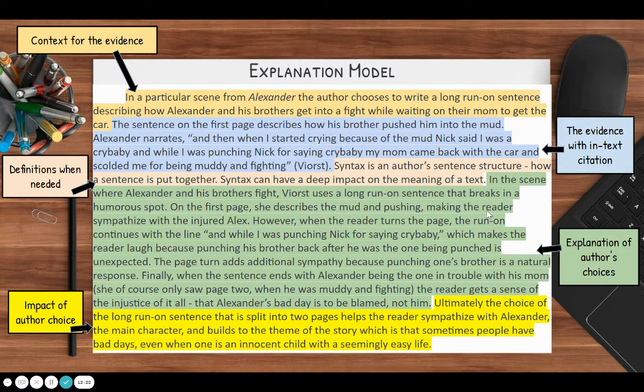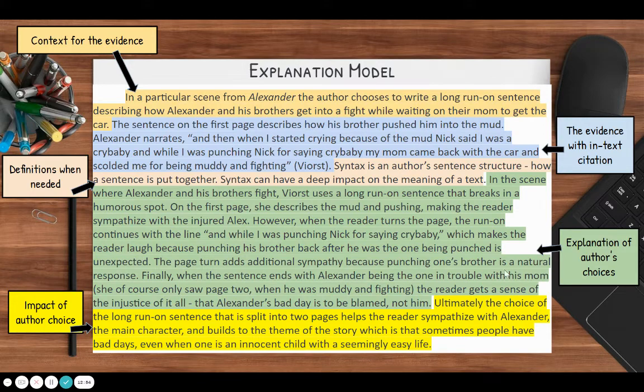And then the explanation of the author's choices, oftentimes you're going to be verbalizing what you see the author did. Because ultimately, yes, the author did it, but you're the one who is seeing it. So you're going to describe the moves that you see in the text. So I describe how the page cuts that run-on sentence in half, and then how that page cut impacts the text. How does it impact the story itself? And what does it do?